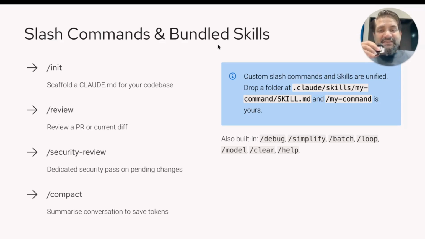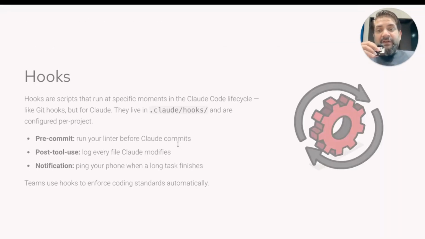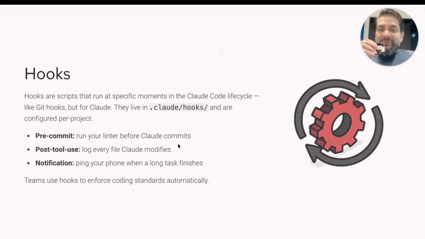For example, a pre-commit hook that runs your linter before Claude commits. A post tool use hook that logs every file Claude modifies. A notification hook that pings your phone when a long running task finishes. Teams use them to enforce coding standards automatically.